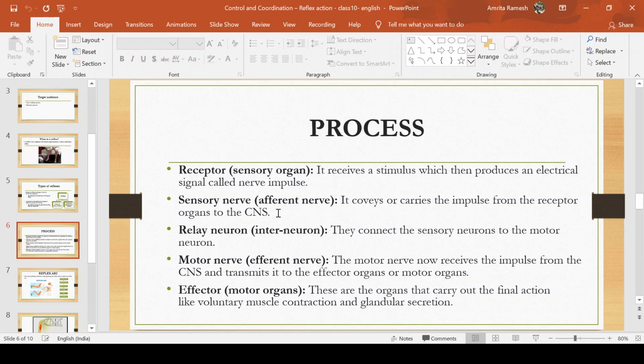Now, what are motor neurons or motor nerves? A motor neuron just does the opposite function to the sensory neuron. It will carry information back from the brain or the spinal cord. So basically, the motor nerve carries the impulse from the CNS and transmits it to the effector organ or motor organ.